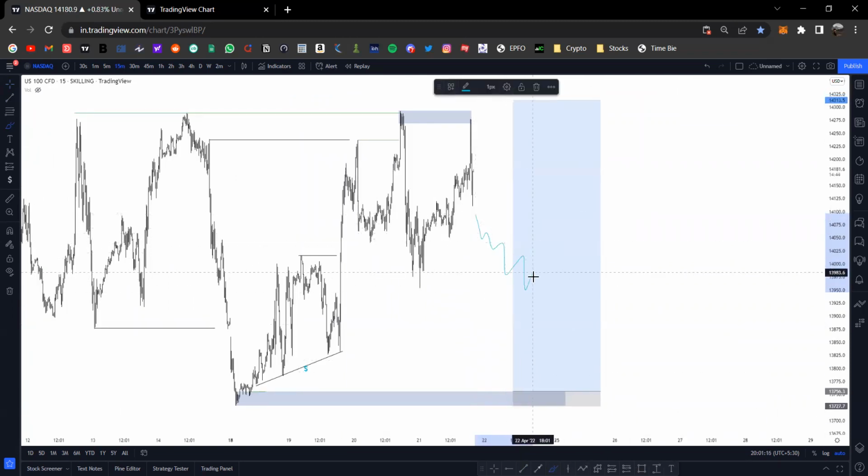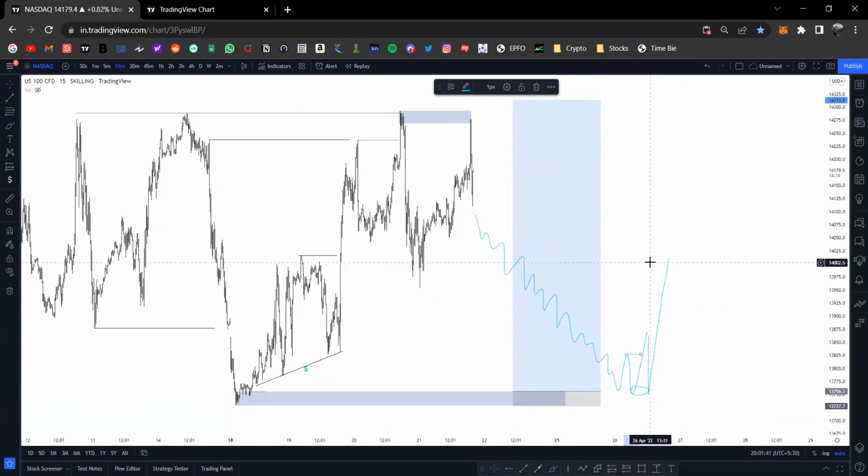Price comes out like this in a compression move, makes a low, then a high, then takes out this low as well and takes out the highs. I will look for buys around here. Then I'll go for it. Stop hunt after taking out this low, made a high. This will be a BMS kind of structure, and then buys here.